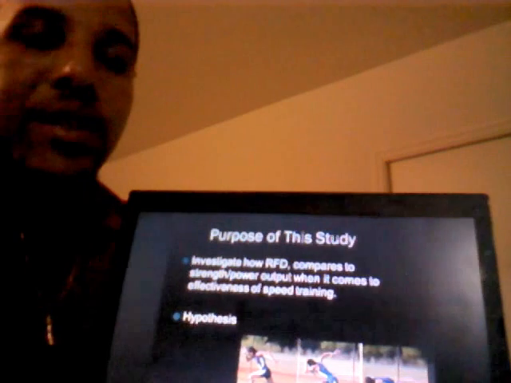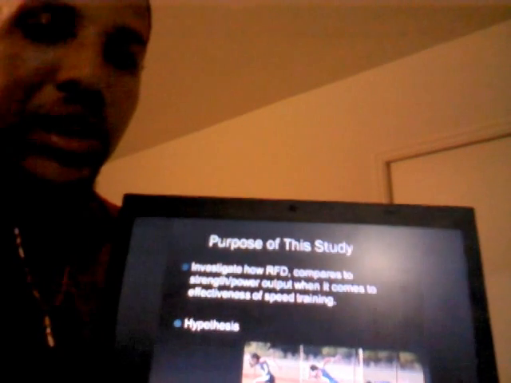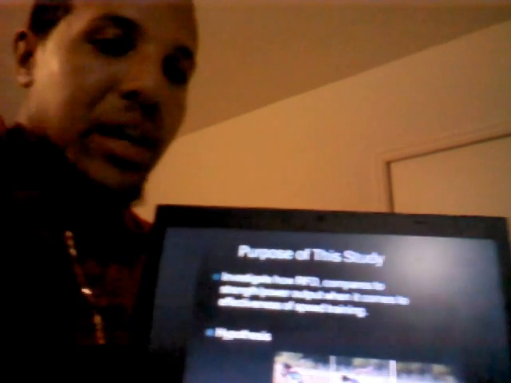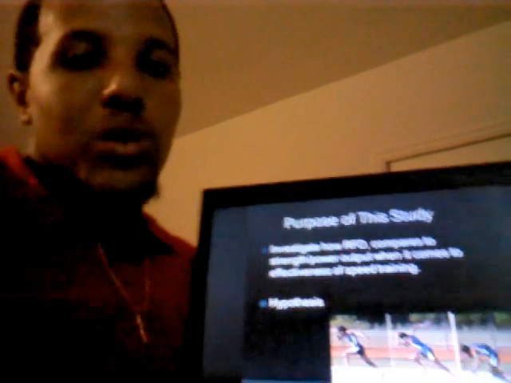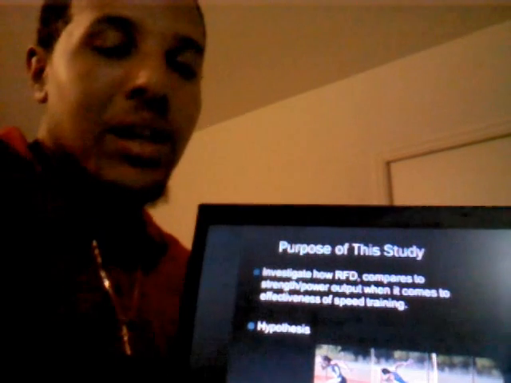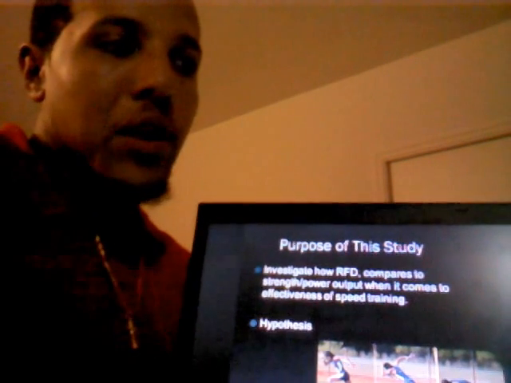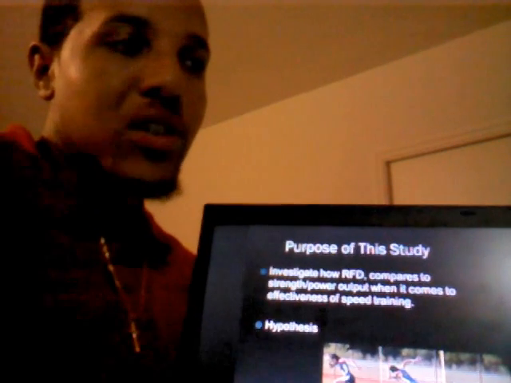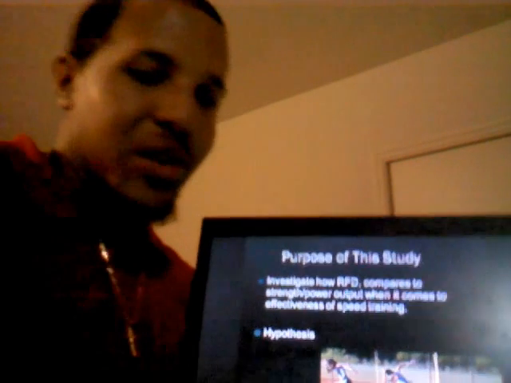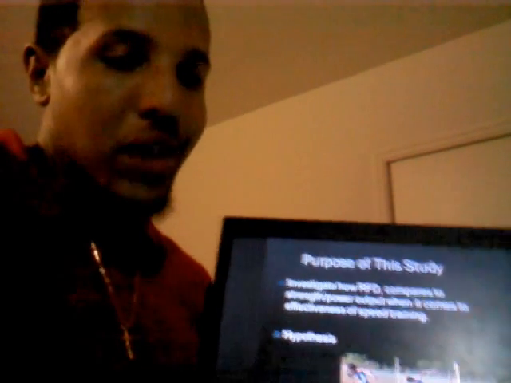And so the purpose of the study was to do just that, to try to distinguish between the benefits that athletes can get from training in a manner which is more specific to rate of force development, instead of trying to work on power via strength and velocity.